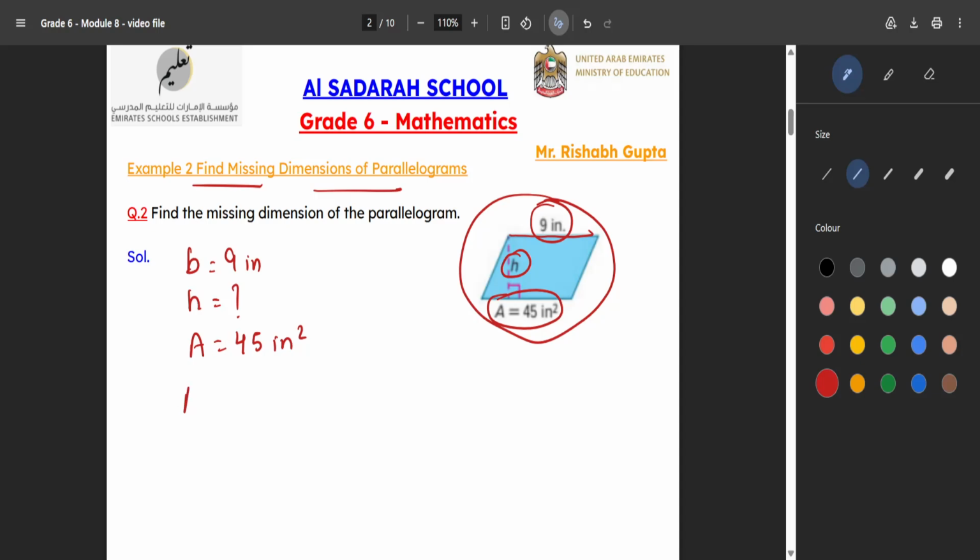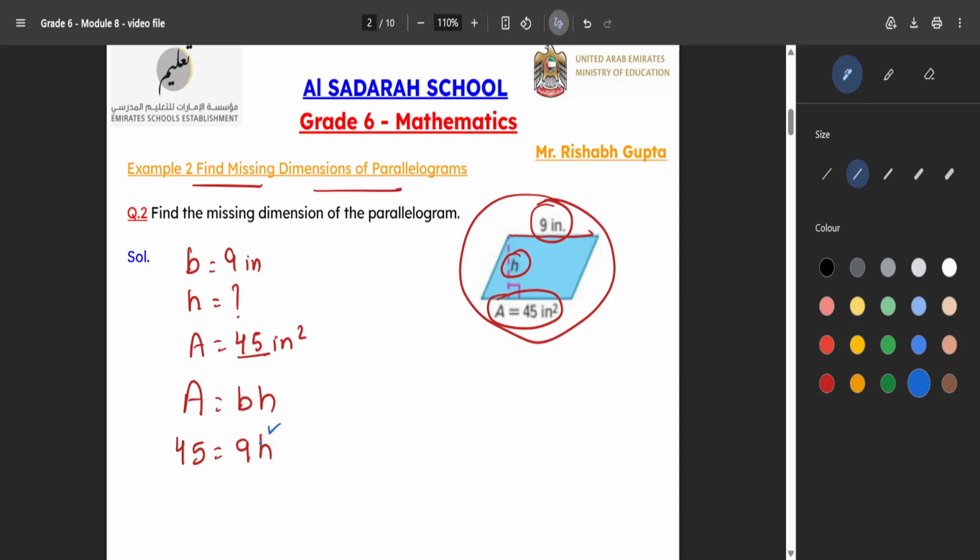So we will use the formula again. Area is equal to base times height. What is the area? 45. So put 45 here. The base is 9. So put 9 here. The height is not given. So leave it h only. Now this is my equation that I have to solve. We have to find the h.